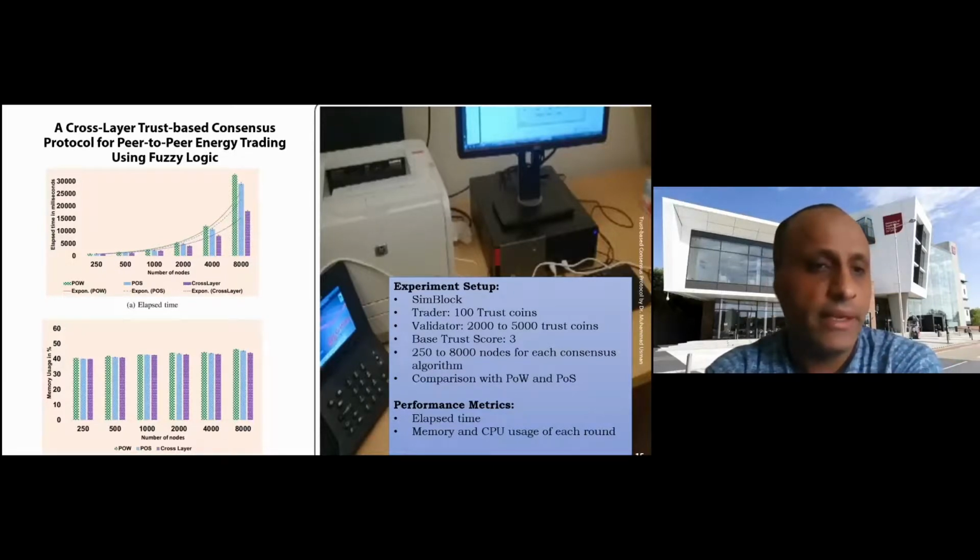So similarly, in the case of memory consumption, it can be observed from the graph, even though the relative memory consumption is mostly similar, our consensus algorithm consumes the lowest memory among all algorithms, with proof of work consuming the highest in all node ranges.